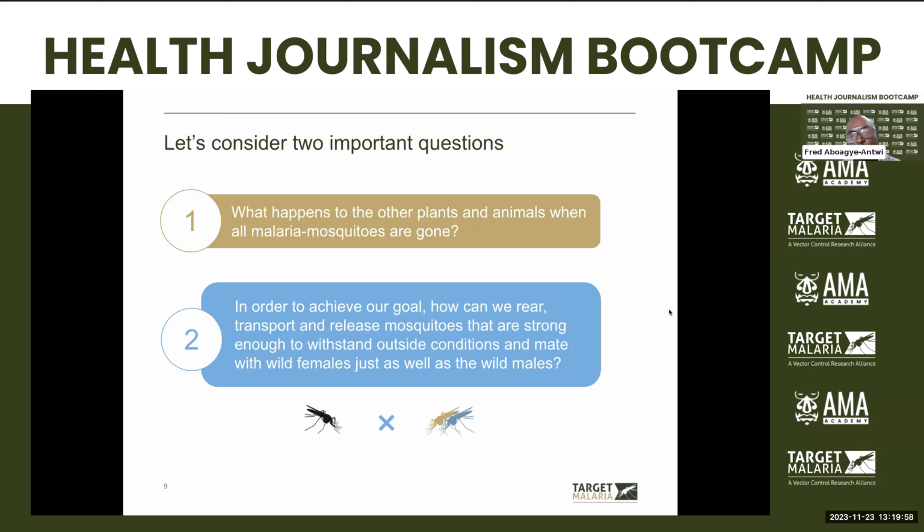And then we also want to understand how to rear these mosquitoes and transport them and release them in such a way that they will remain strong enough to be able to withstand all the environmental conditions out there, the high temperatures, the humidity, and so on. So these are the kind of questions directing our research here in Ghana. Next slide.